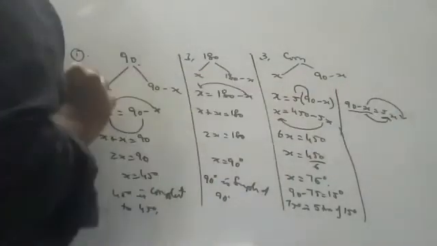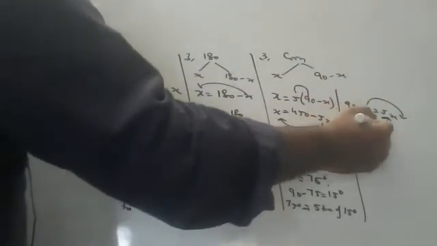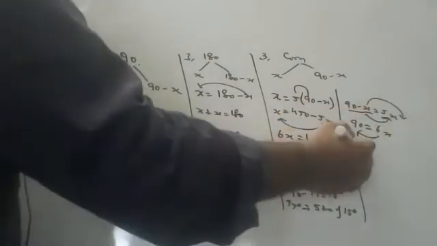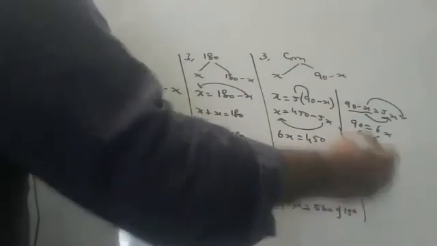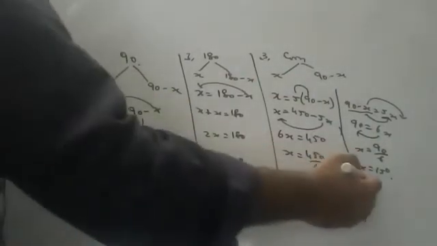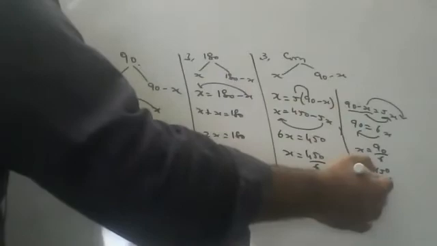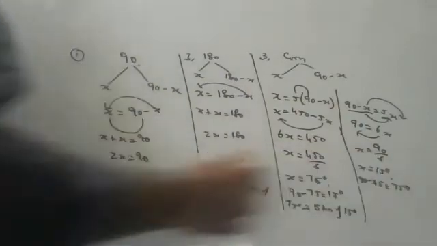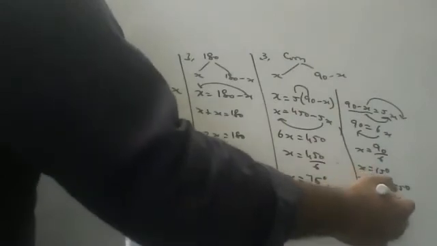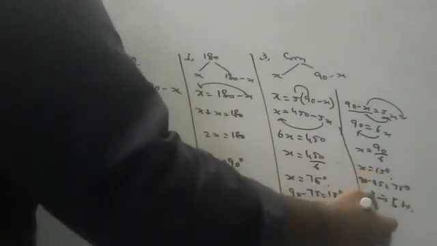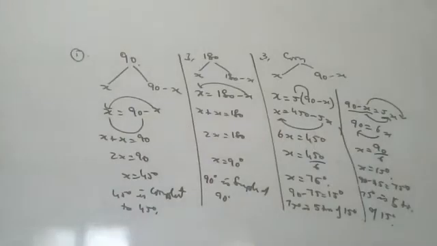Bring x here, children. So what you will get? 90 is equal to 6x. Bring 6 down, children. x is equal to 90 by 6. x is equal to 15 degrees. If one angle is 15 degrees, what is the other angle? 90 minus 15, that is 75 degrees. What will be your statement? 75 degrees is 5 times of 15 degrees. Any way you do, you will get the answer, children.